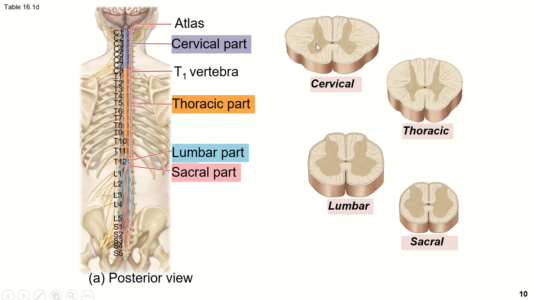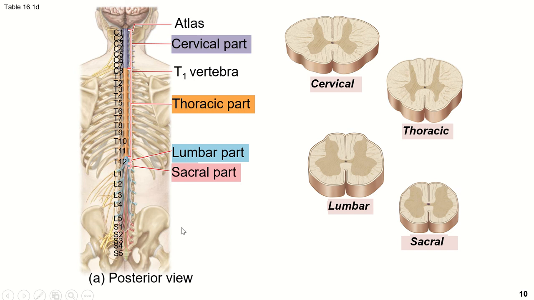And then as we look at the different cross sections as we move down through the spinal cord, you see that the organization of white matter to gray matter changes. In the cervical part, we have tons and tons of white matter. Much less of the space is taken up with the gray matter. When we get down to the lumbar and sacral regions, more of the space is taken up by the gray matter, but the spinal cord is narrower as a whole. So there's less white matter around.